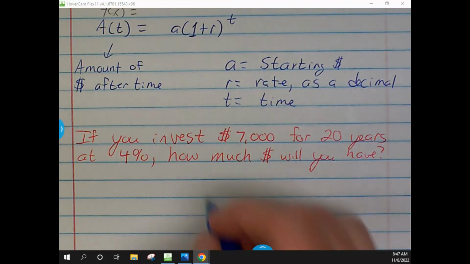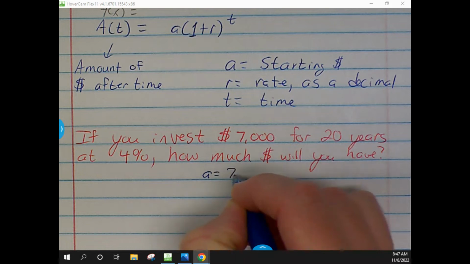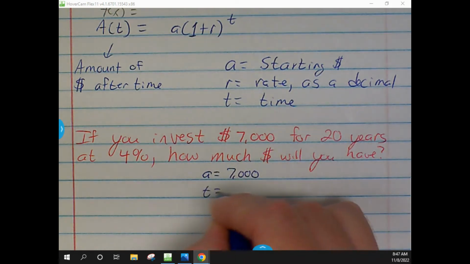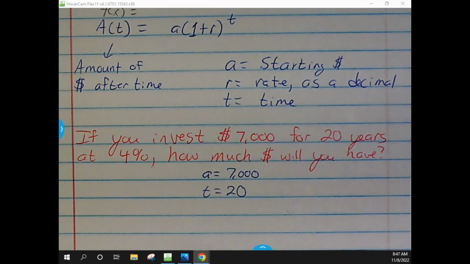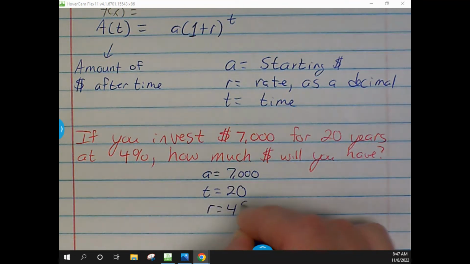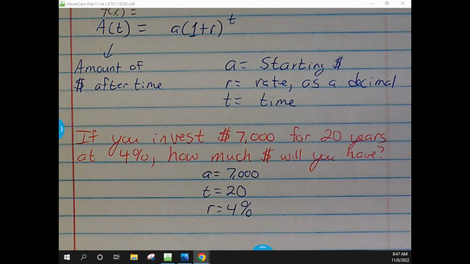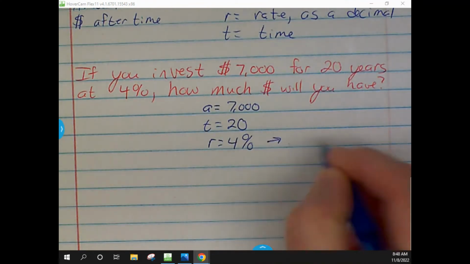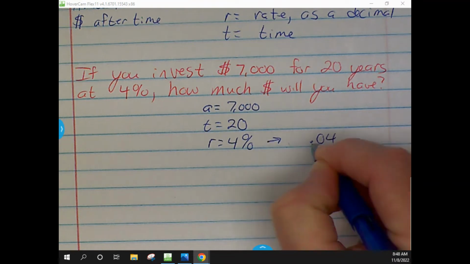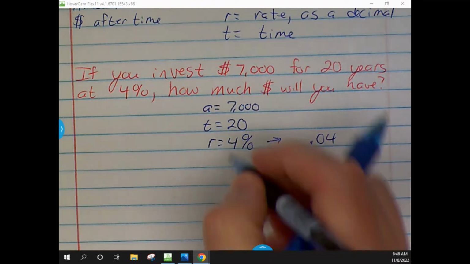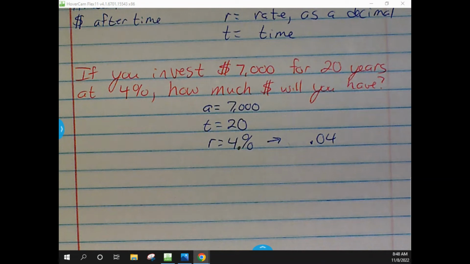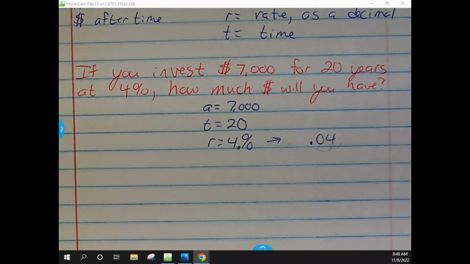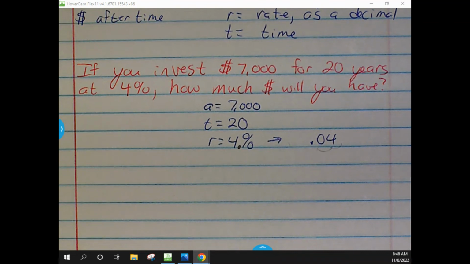All right, so when we're going through these, the starting amount is $7,000. Time is 20 years. And your rate is 4%. And remember, when you change it to a decimal, basically you have to move it over 2 places. So if there is no decimal there, then it's understood that that's 4. Move the decimal 2 places to the left, and that's going to make it 0.04. So that's your 3 numbers that you're going to be plugging into the formula.